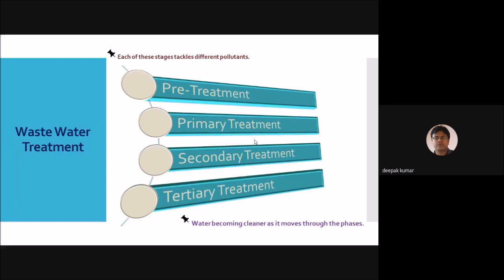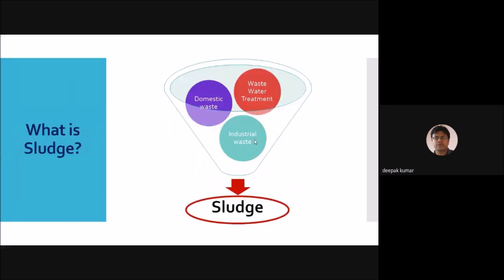When we treat the wastewater, certainly sludge is generated, isn't it? We will get a sludge. Sludge will be in some semi-solid form. For example, plastic waste, some vegetable waste, or some solids and sediments can come. All of these which get separated from the wastewater are sludge.